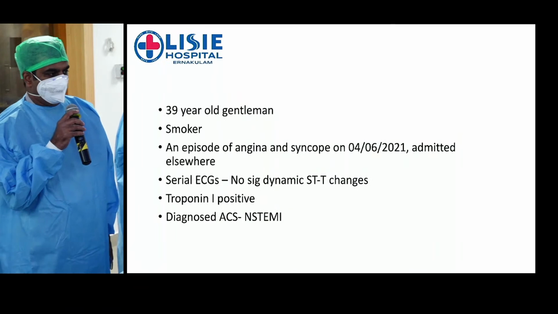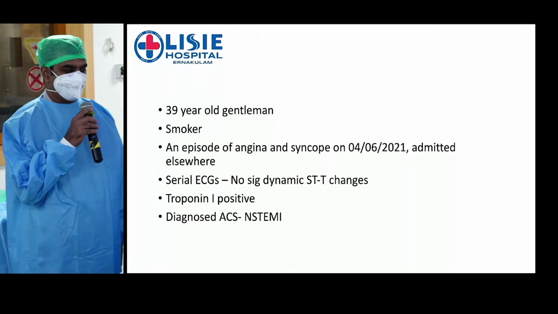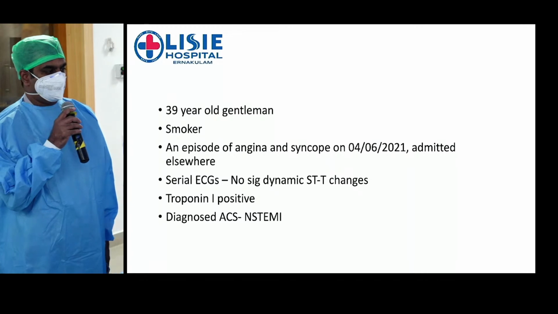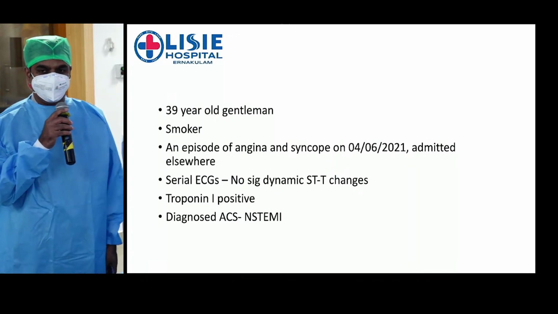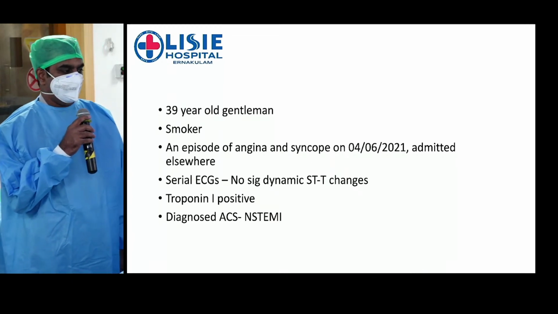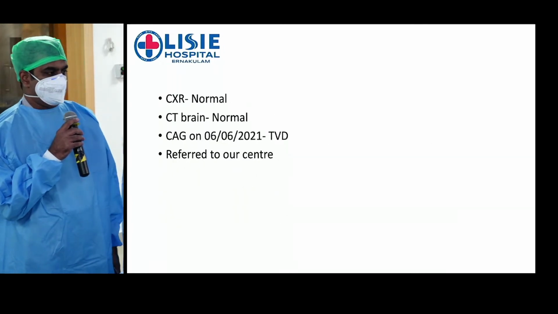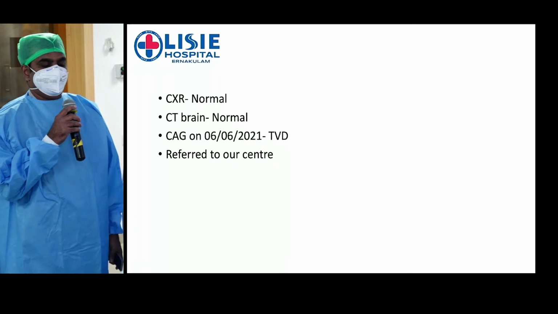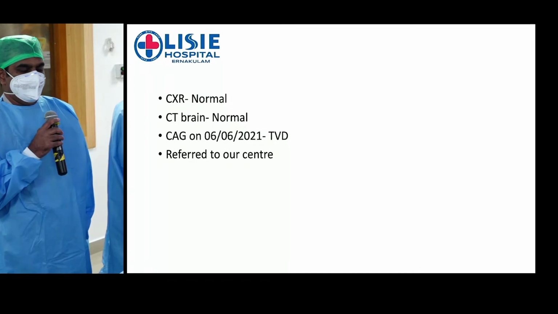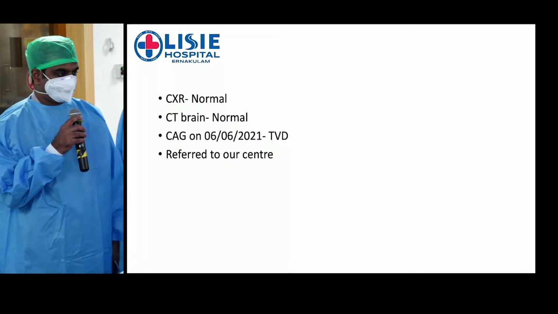Good evening. This is the story of a 39-year-old gentleman. He is a smoker, and he had an episode of angina associated with syncope on 4/6/2021, and was admitted in another hospital where the serial ECG did not show any significant dynamic ST-T changes. His troponin was positive, and he was diagnosed as a case of acute coronary syndrome, NSTEMI. His chest X-ray was normal. The routine investigations and the CT brain, done because of the syncope, were also normal. A coronary angiogram was done after 2 days, and it showed triple vessel disease, and he was referred to our center for further evaluation and management.